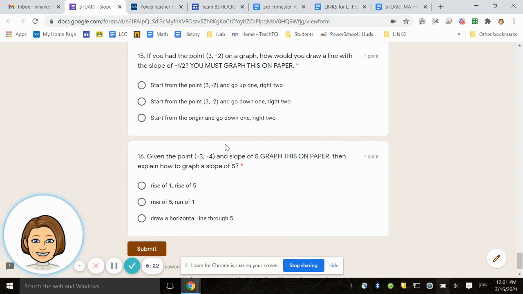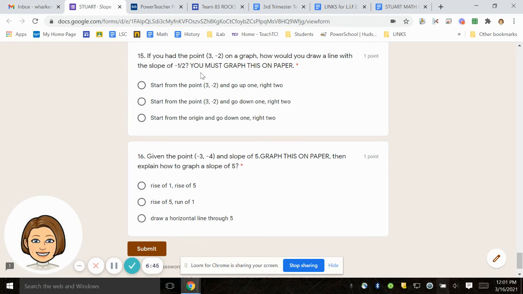Number 15, if you had the point 3, -2 on a graph, how would you draw a line with a slope of -1/2? You must graph this on paper. So not only are you telling us how to graph it, you need to graph it, and we are grading you on accuracy.